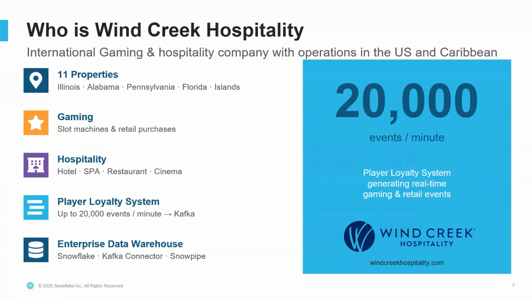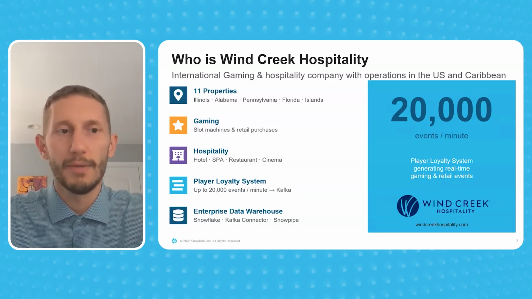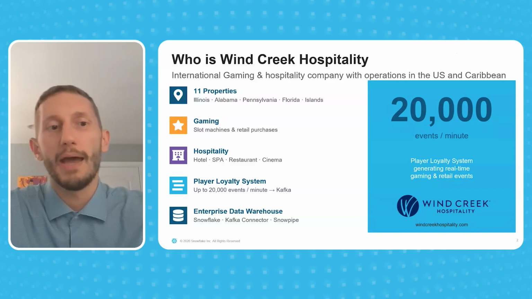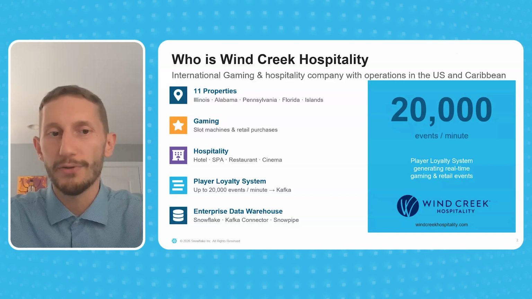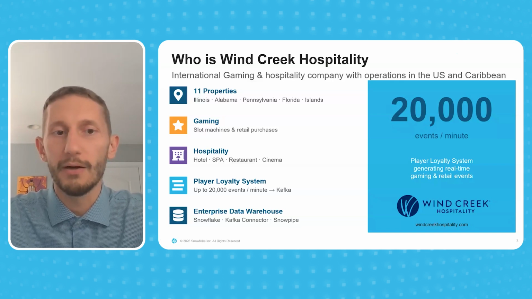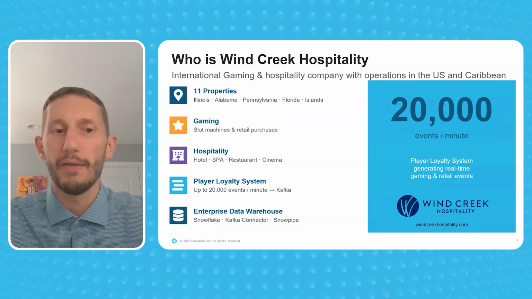We are casinos. We have 11 properties scattered within the US and Caribbean islands. All of our properties have slot machines and retail purchases. Some of them have hospitality entities like hotel, spa, restaurant, cinema. We have our own homegrown player loyalty system, which we call PLS. And this one produces about 20,000 events every minute.